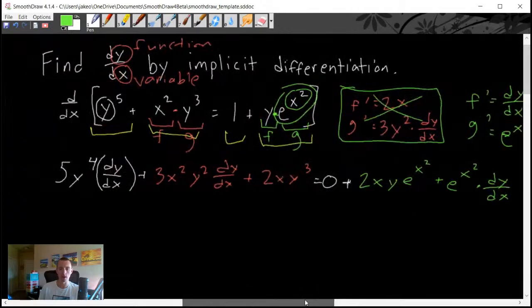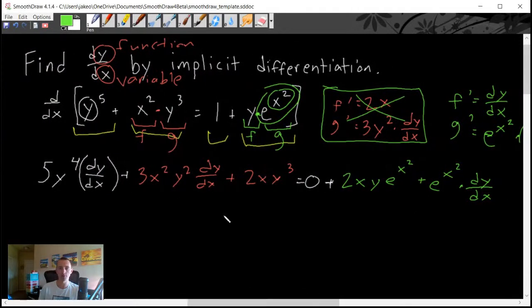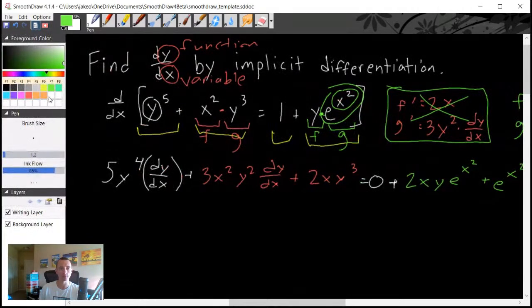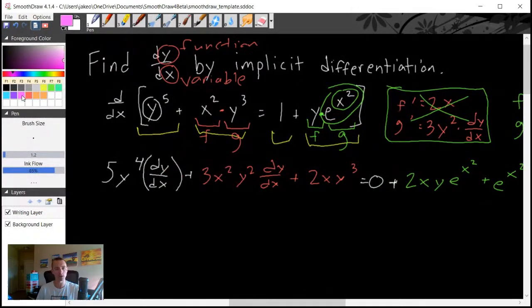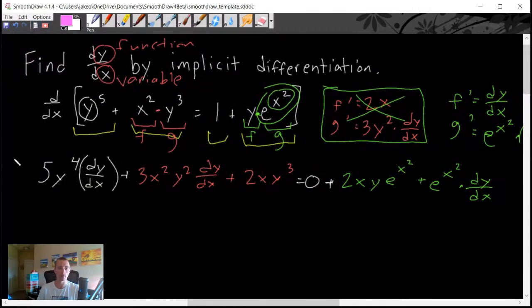Okay, so now we have taken the derivative of both sides of our equation with respect to x. So now, same process that we always want to go through with these implicit differentiation problems. Once you've taken the derivative of both sides of your equation with respect to whatever your variable is, in this case, since we had dx on the bottom, we knew it was x. Once you do that, you want to move all of your dy dx terms to one side of the equation, all of your non-dy dx terms to the other side, and then we can go from there.